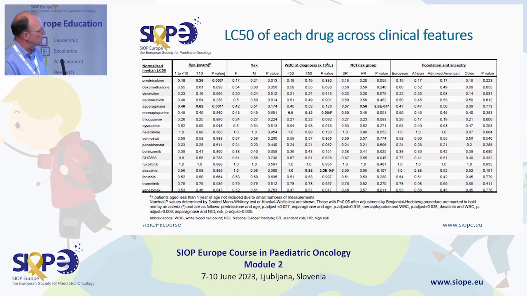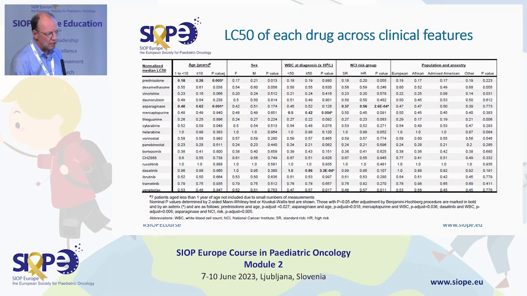Nothing very important, but just another way of correcting. And then what you see, for example, in this table is that for a drug like prednisolone, there is a difference for children in LC50, so in the sensitivity to the drug, for children less than 10 years of age or more than 10 years of age. And in this table, there are a few of those drugs with a bold element behind it. So asparagine is also related to age, the sensitivity, and then there are a few others.